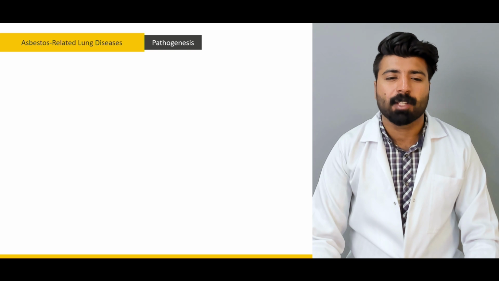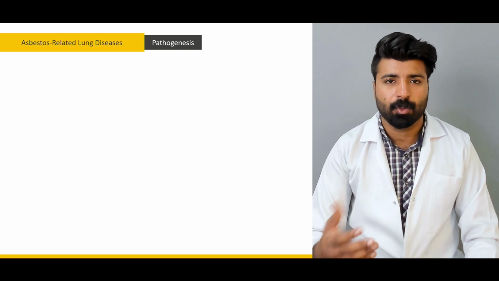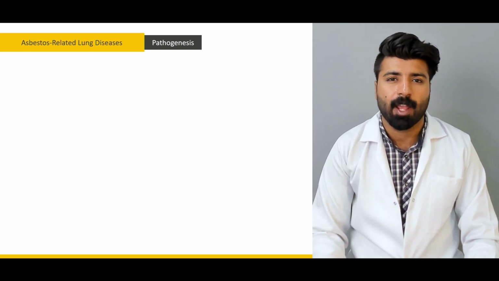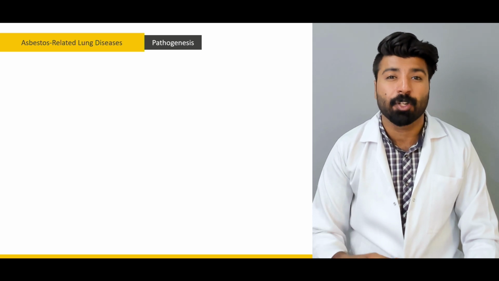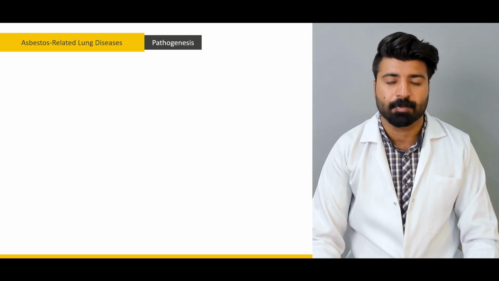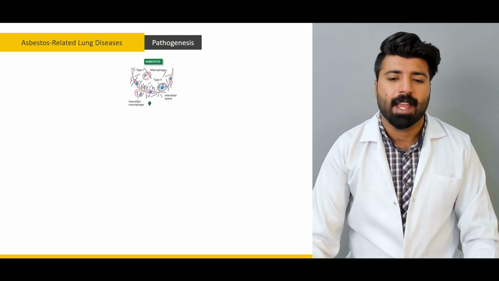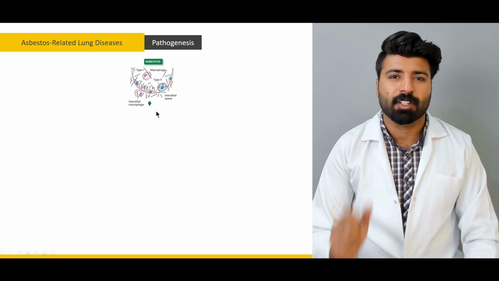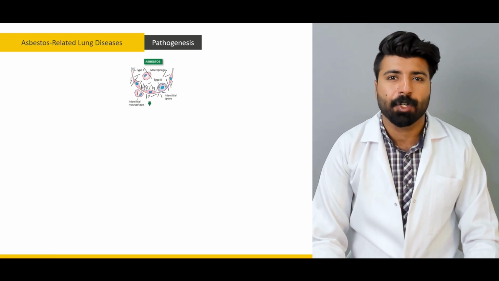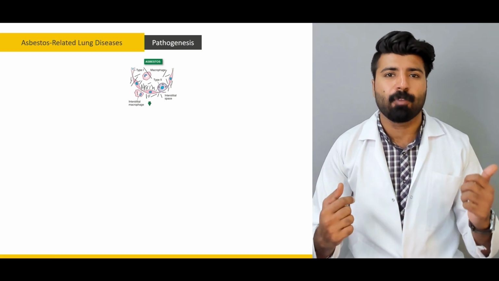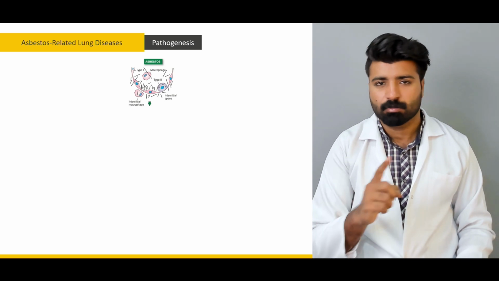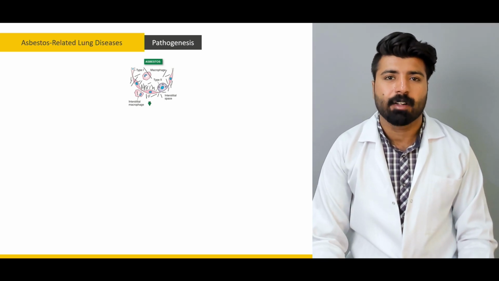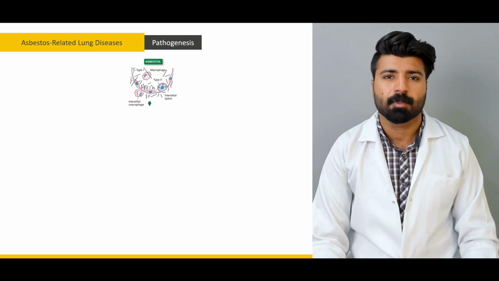Now let's talk about the pathogenesis before we get into all of these consequences. Let's talk about what happens when a person is subjected to asbestos. First of all, asbestos will come in. There are two kinds of crystals of asbestos. They're going to be either serpentine or amphibole. Serpentine is going to be a zigzag pattern, and amphibole is straight crystals.